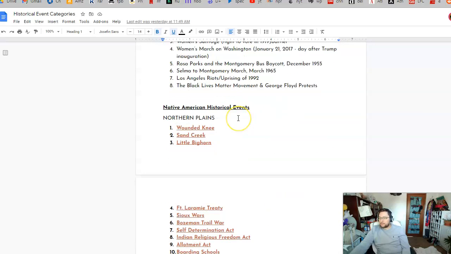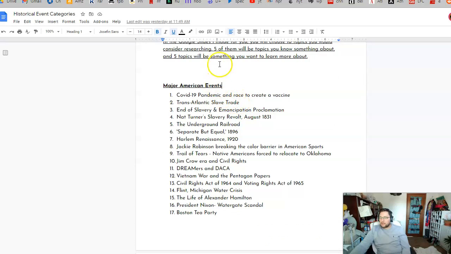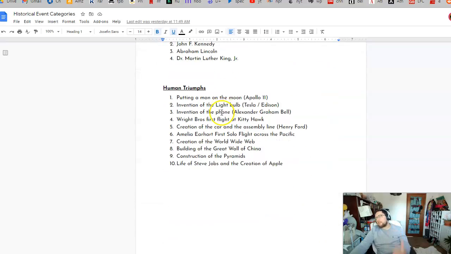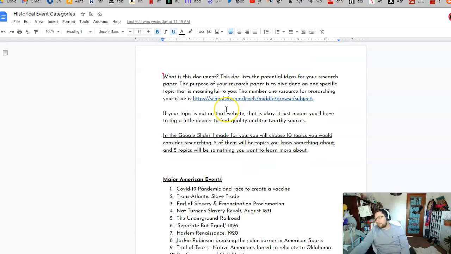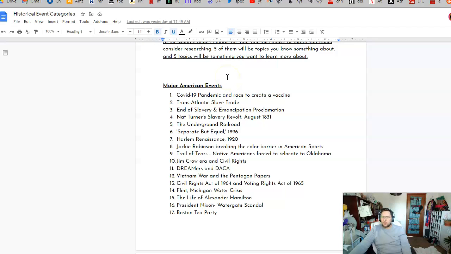So first thing I want to go over is these are broken down into different specific categories. Now, if I listed every major event in the world, this document would be 1,000 pages long, maybe 1,000,000 pages long, quite honestly. So I just narrowed it down to the ones that I thought were most important, or not even the most important, but just that there's a lot of information about on the internet. So just some major American events.